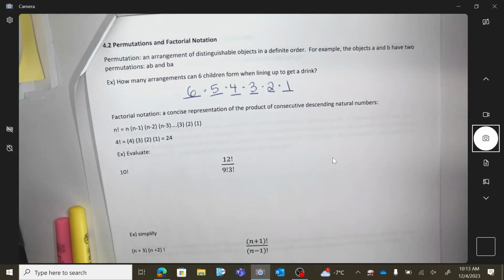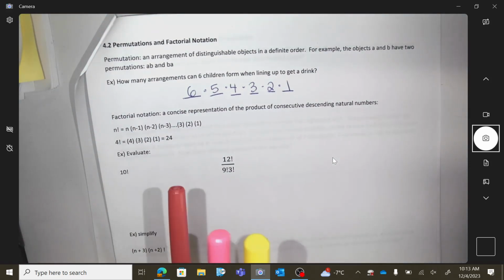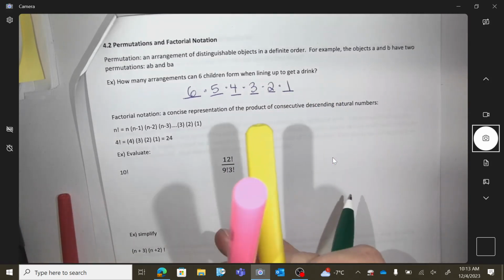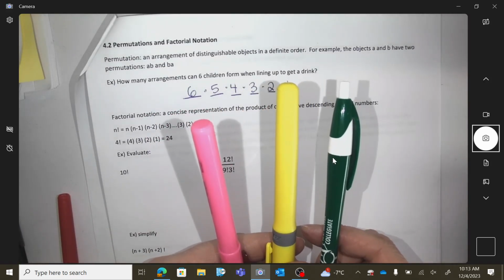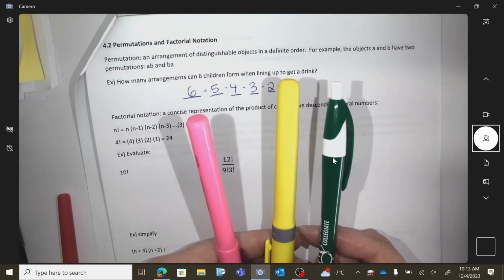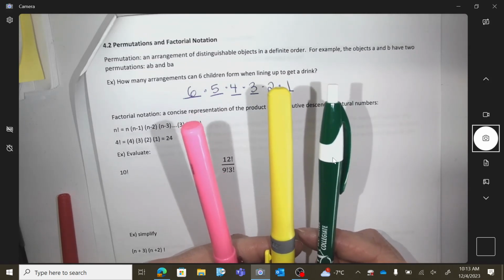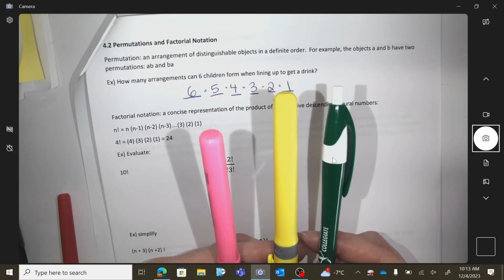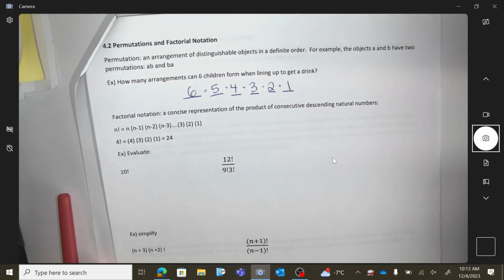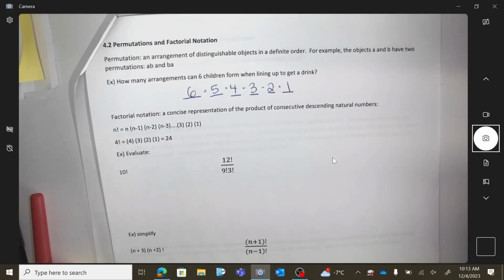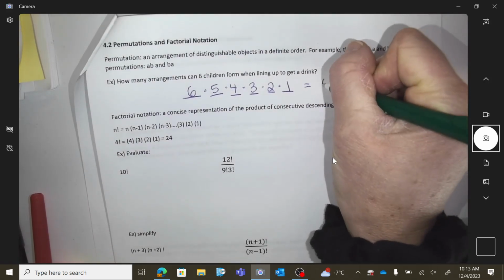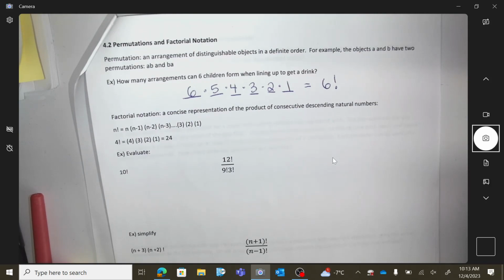That's the same thing I did with the markers. When we did this, there were 3 pens I could have started with, then 2, and then 1. So 3 times 2 times 1 is 6. Okay, so this is a factorial, and this is how it would be written: 6 factorial. A factorial means I'm multiplying in a sequence, starting at a number all the way down to 1.